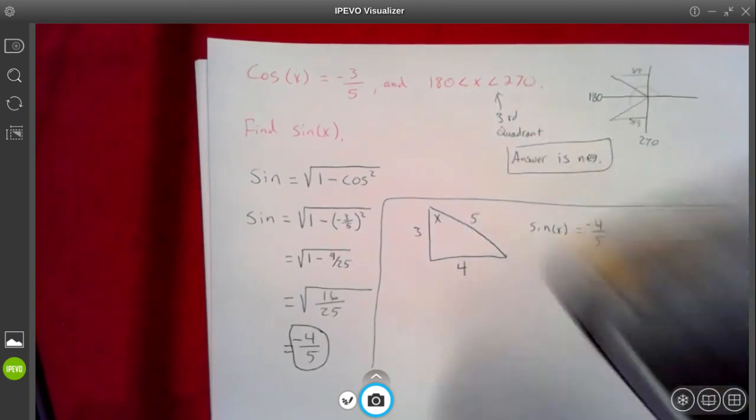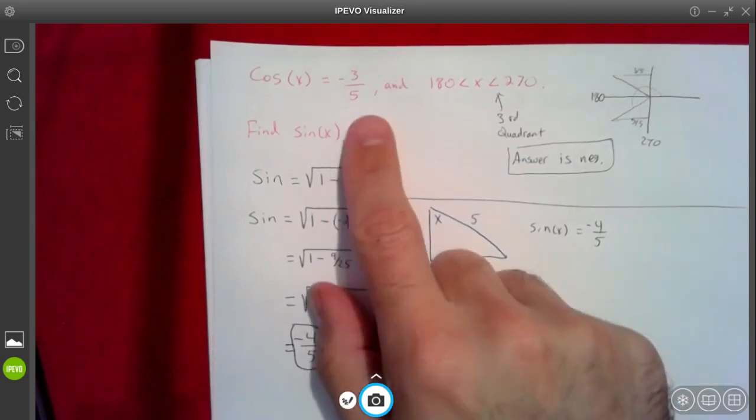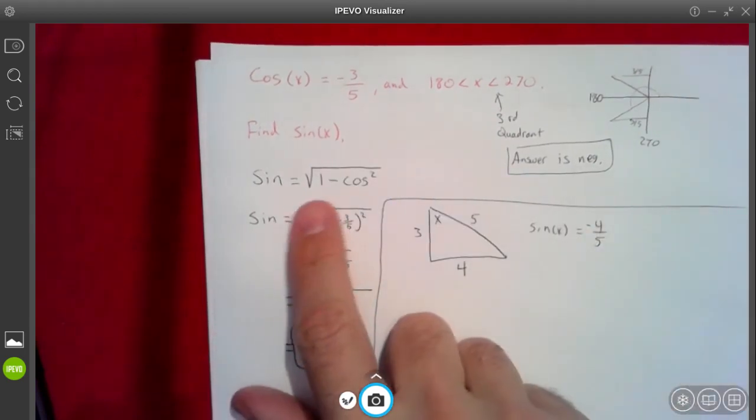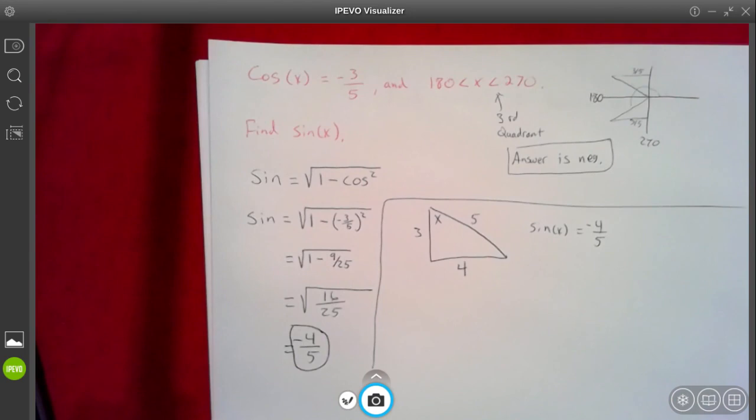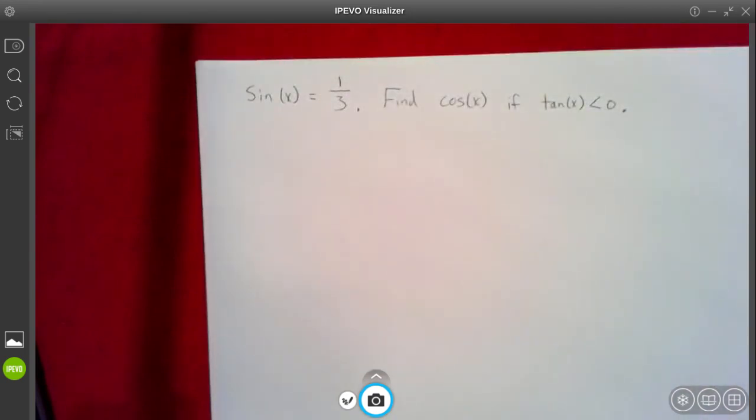So there's like 3 ways that you can answer little questions like this. It's wild. But I just wanted to show you the Pythagorean identity way there. That's kind of what we're focused on. All right, let's do one more.